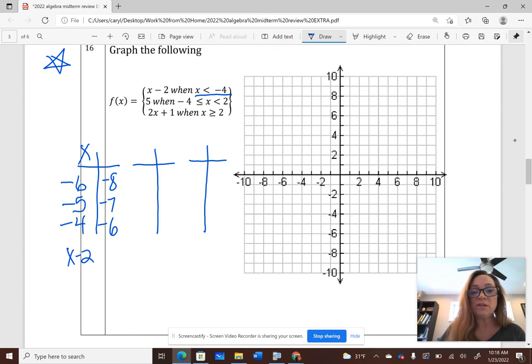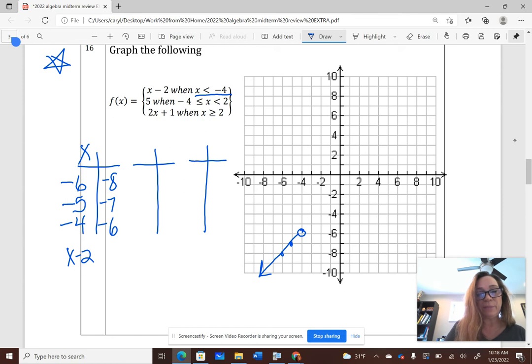Because there's only one endpoint, it is going to have an arrow on one end and an open circle on the other. It's an open circle because there is no equal bar. So it's basically going to be a ray.